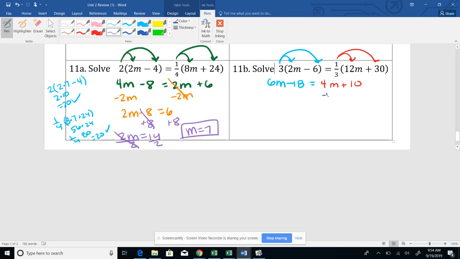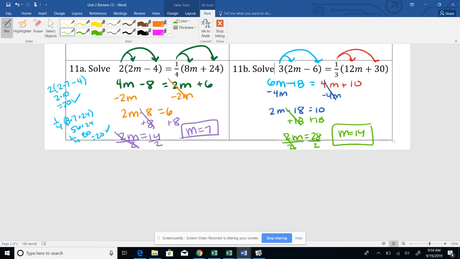Moving my variables to the left, I'll subtract 4m from both sides. That leaves me with 2m minus 18 is equal to 10. I will add 18 to both sides. So 2m is equal to 28. Divide both sides by 2. m is 14. All right, that's it.